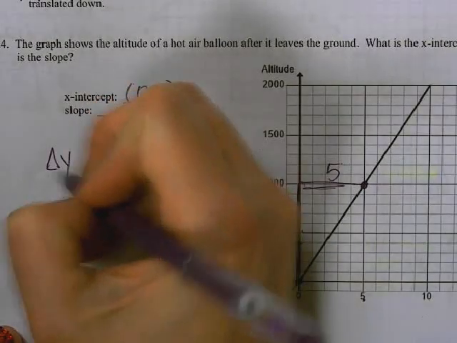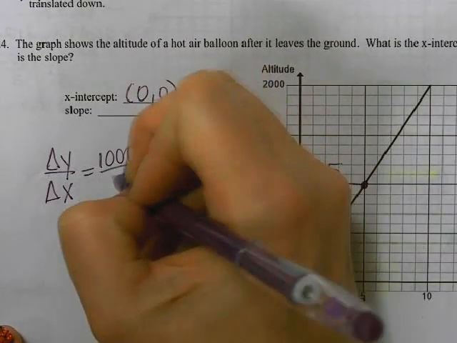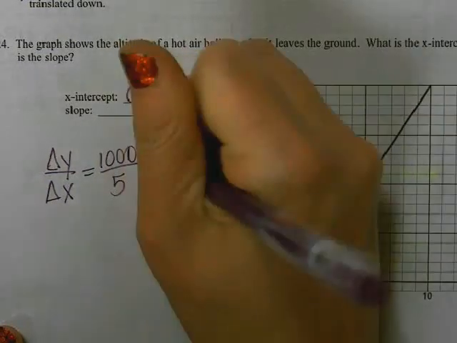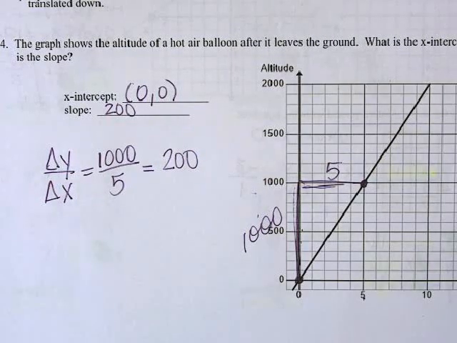So my slope is going to be change in y over change in x. So that's going to be 1,000 over 5. It rises 1,000 and it goes across 5. When I simplify that, I get 200. So my slope is 200.